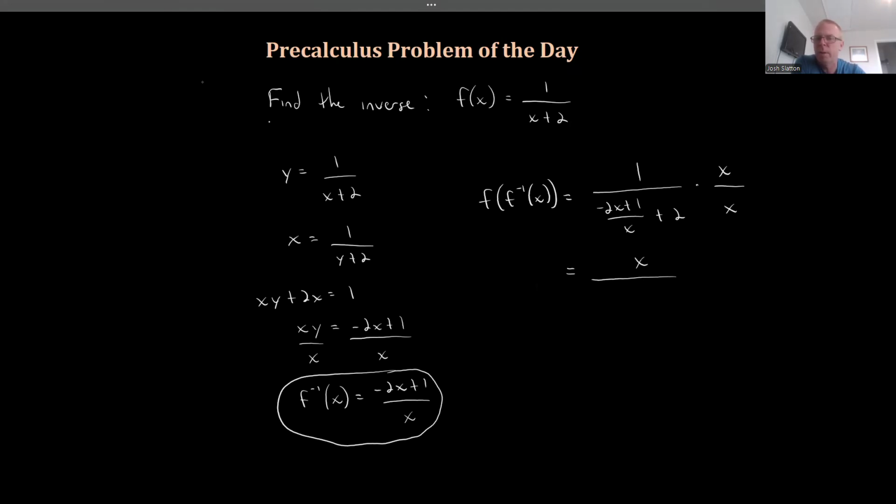If we multiply negative 2x plus 1 over x times x, the x's will cancel out, so we get negative 2x plus 1. And then multiplying 2 times x, we get 2x. The 2x's cancel, so we end up with x over 1, which would just be x. And that's what we're hoping for. We could also do the opposite, f inverse of f of x. If you want to try that, you can, and you'll get x again.